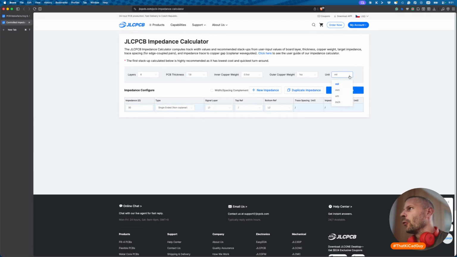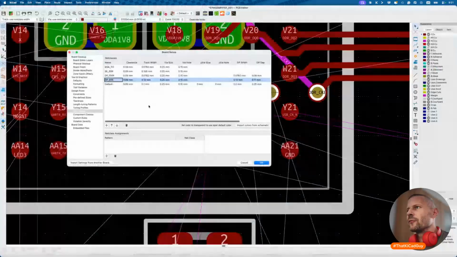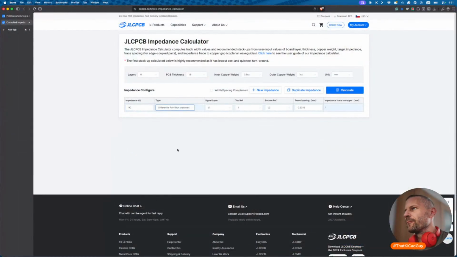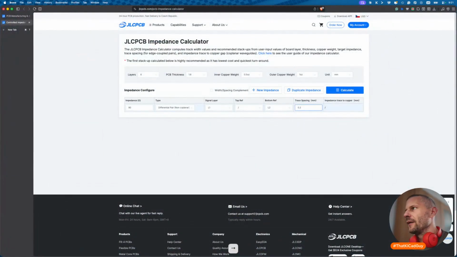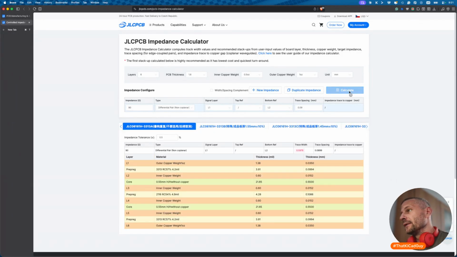Anyway. Okay, so millimeters, 6 layer. We want 90 ohm because it's USB. And we want to use differential non-coplanar on layer 1 with the bottom layer as reference. Layer 1 is the top layer and the bottom layer is the reference. And ideally we want the clearance gap, which is 0.09. I'm not sure if it works, but we will see. Calculate. No, it doesn't work because the track is too narrow.